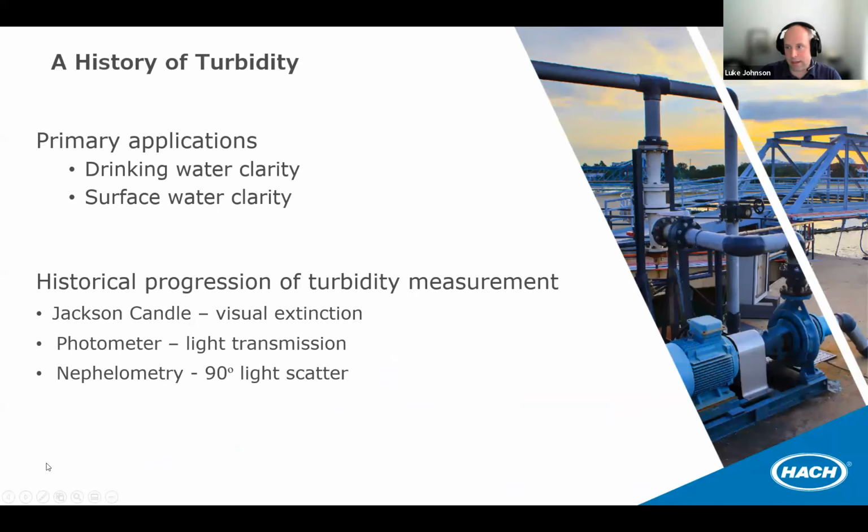Like I mentioned, primary applications have been drinking water. And as far as major technological changes, the first technology for measuring turbidity was really the Jackson candle turbidimeter, followed by a photometer, and then a nephelometer, which is what we're using today.